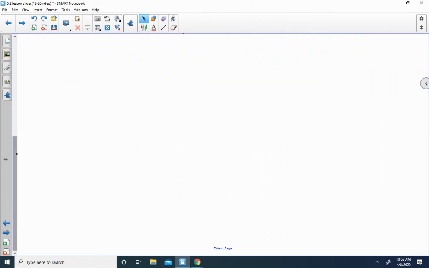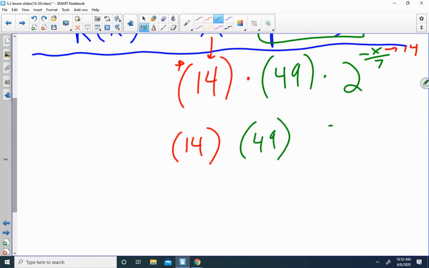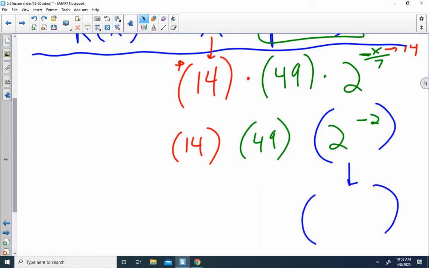A bit more space. Okay. So here we got 14. We're still multiplying that by 49. And over here, we're going to have 2 to the power of negative 14, because remember the power had a negative, so negative 14 over 7. But of course, the negative 14 over 7 just reduces to negative 2. Okay, so let's first figure out what this is. What is 2 to the power of negative 2?